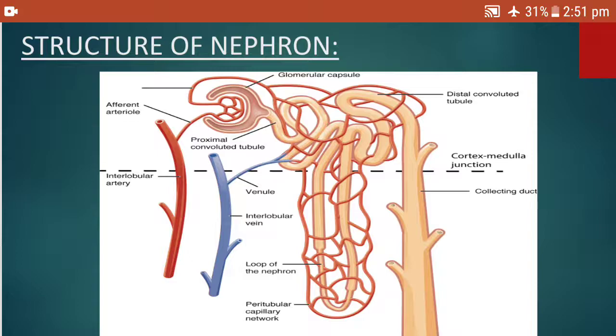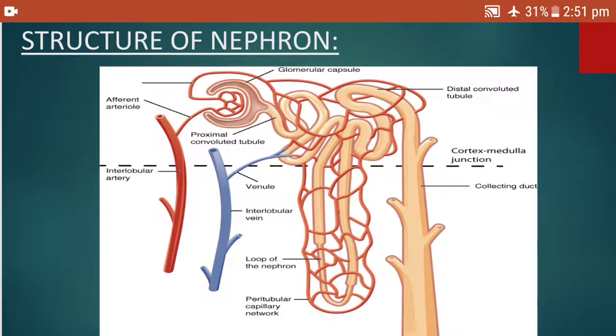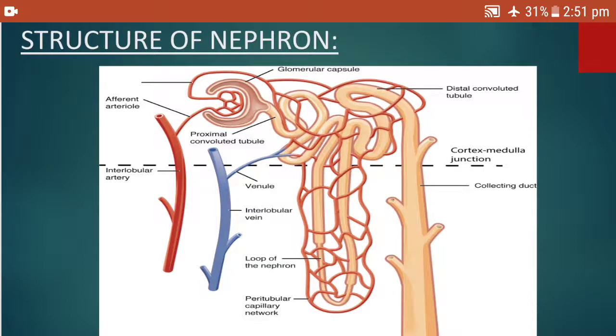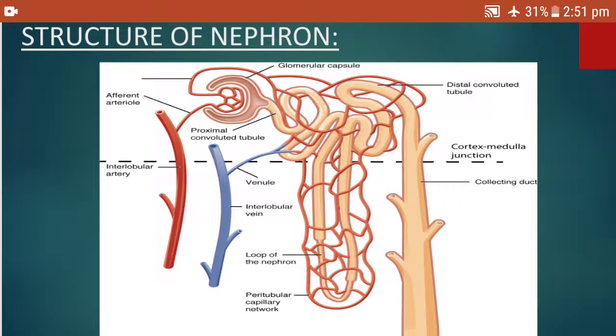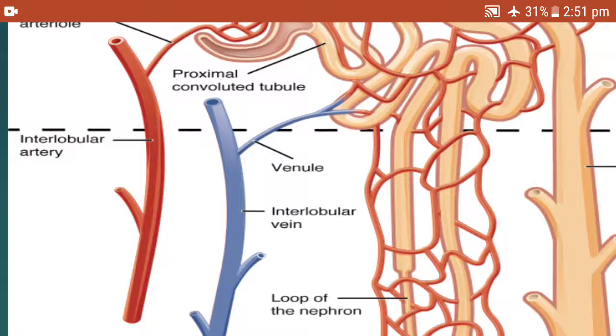Actually, the nephron is divided into two parts, the glomerular capsule and the renal tubule. Renal tubule means the rest of the part, what you observe in the coiled things. Now these coiled parts are divided into three. First is the proximal convoluted tubule, the first portion of the tubule where the glomerular capsule ends. The first portion is known as the proximal convoluted tubule.